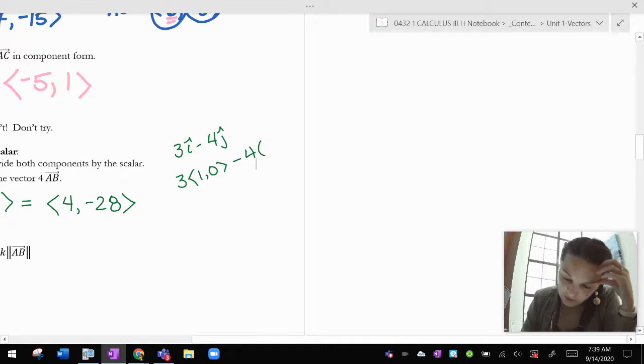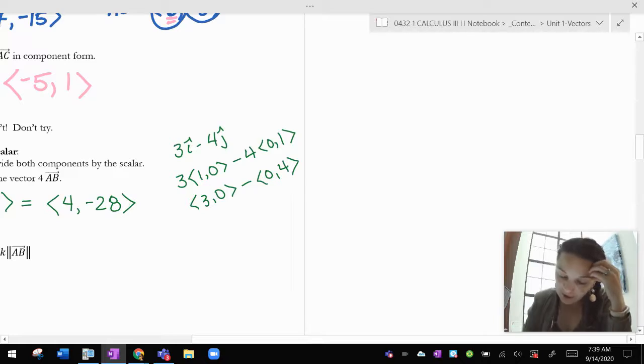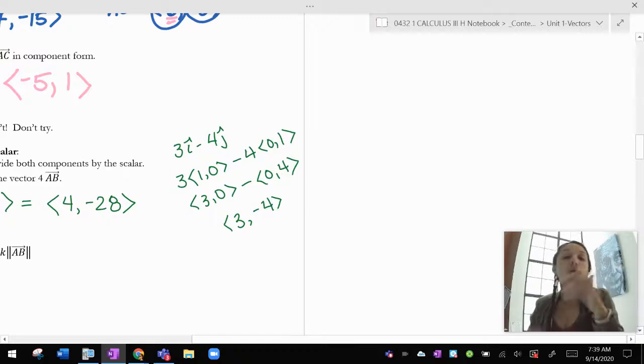Minus 4 times 0, 1. So that's going to be 3, 0, minus 0, 4. And then when I subtract those components, I get 3, -4. Okay? So when you use ij form, you're technically doing operations on vectors.